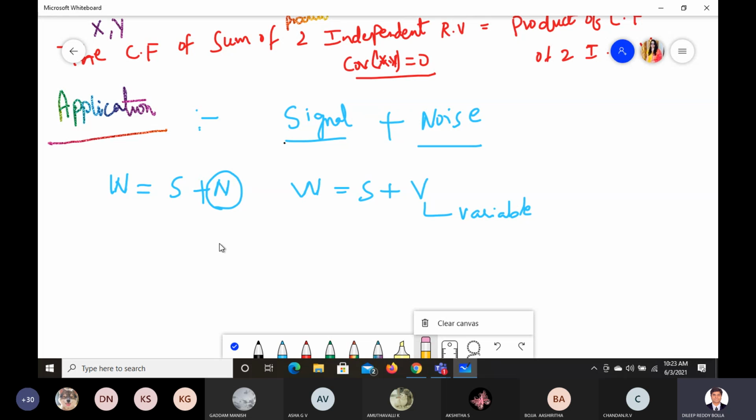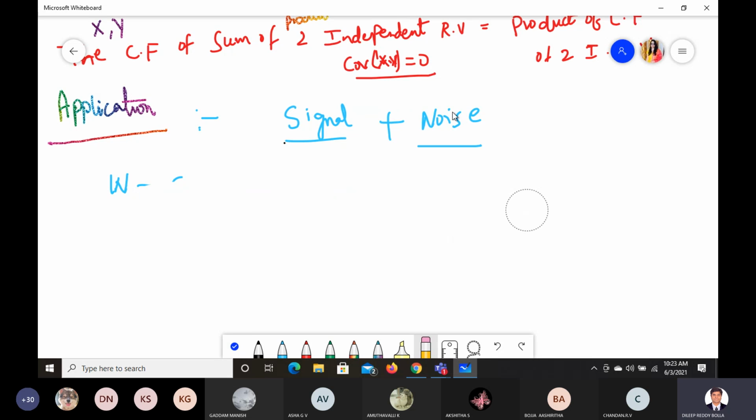Okay, now let us see this from a different perspective. Let us try to understand. Once we see the application, we can move on to the next topic if you don't have any doubts in this.